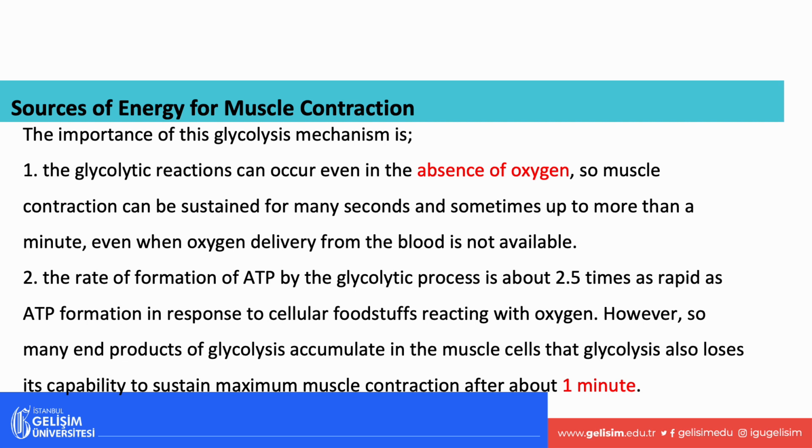Glycolysis is an important mechanism for a couple of reasons. First, it can take place even in the absence of oxygen, which allows for muscle contractions to be sustained for many seconds and sometimes even up to more than a minute, even when oxygen from blood isn't available. The next thing is that the rate of ATP formation by glycolysis is about 2.5 times as fast as ATP formation in response to cellular foods reacting with oxygen.